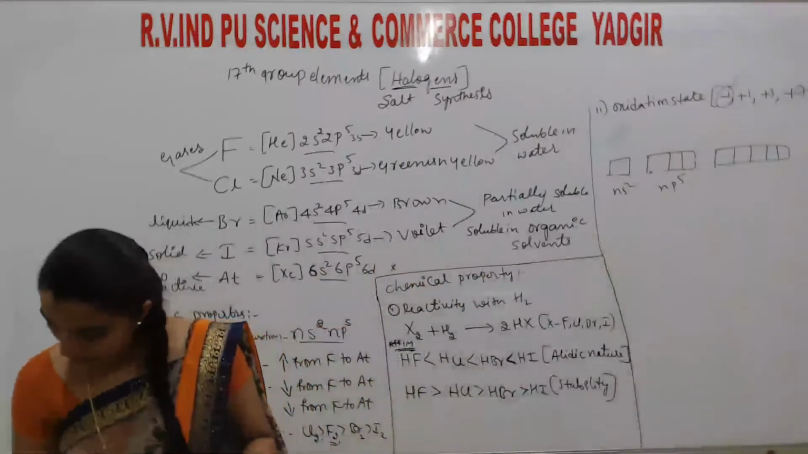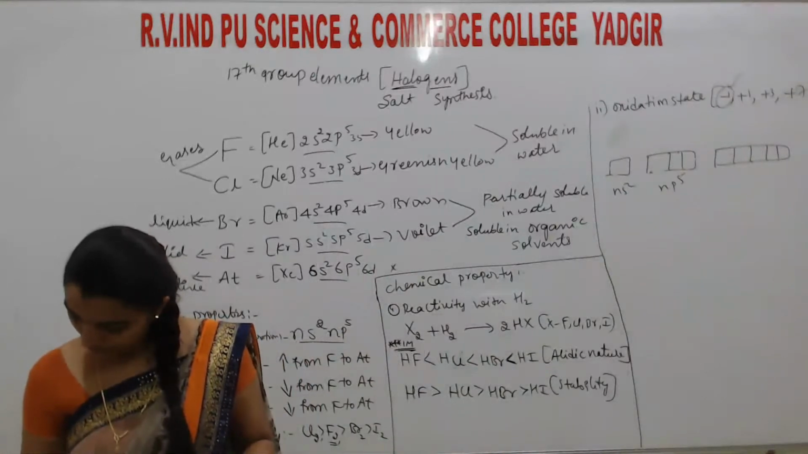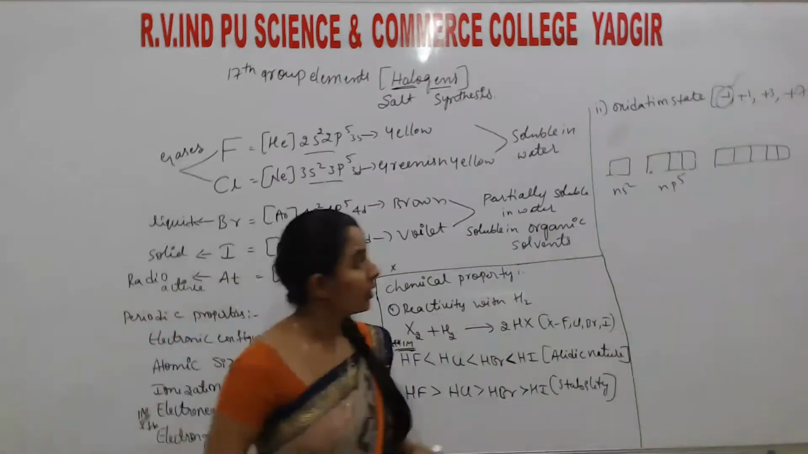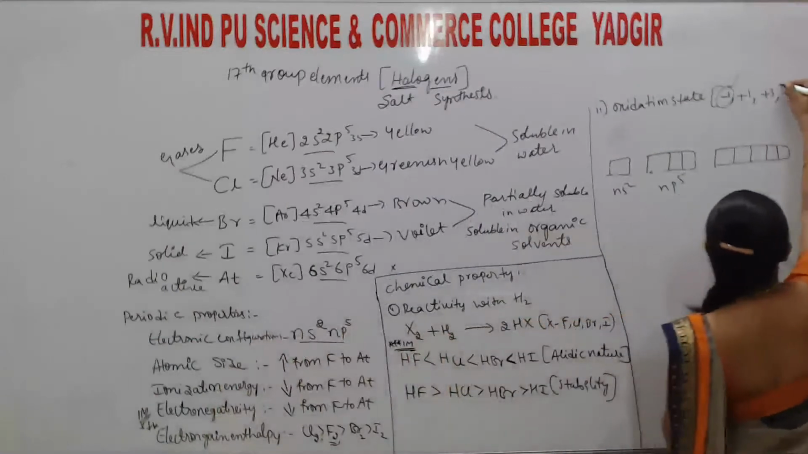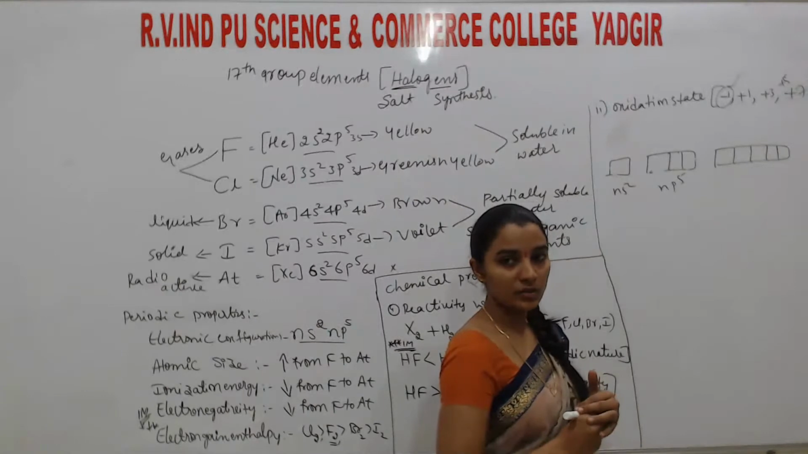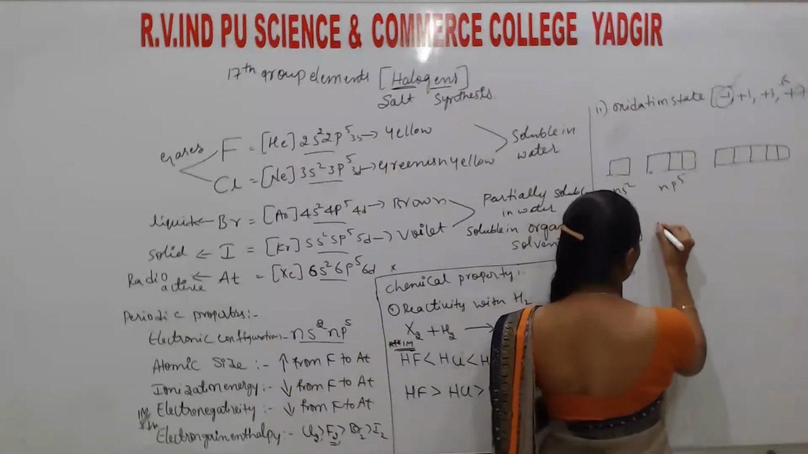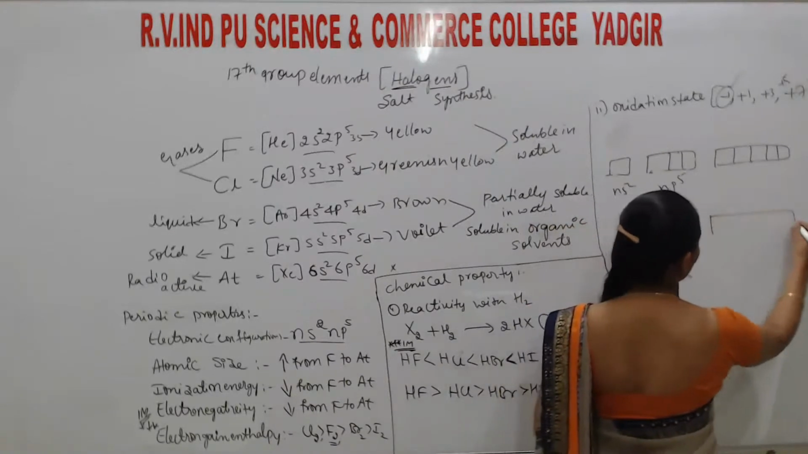Understand? These are the oxidation states exhibited by halogens. Plus 5 is also there. Plus 5 and plus 7. Understand, students? Here I take, listen, if I increase that, then you can understand.